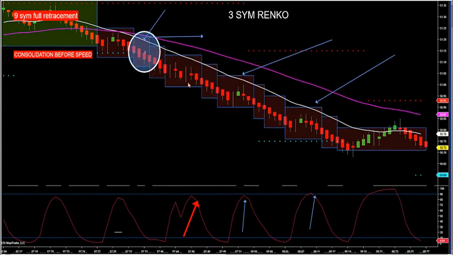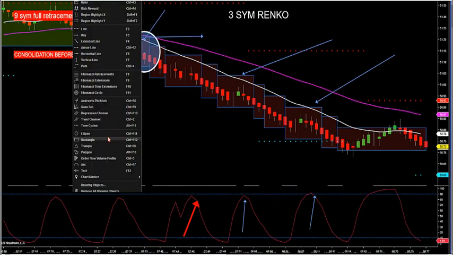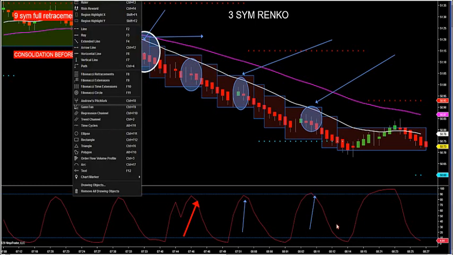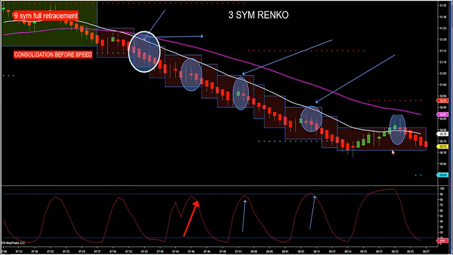You can catch it here, or what do we do? We try to catch it on what? These retracement levels. Retracement level. Retracement level. Retracement level. We just had another retracement level. Right here. Another one. So what we can do then is we can actually get on the 3 sim.